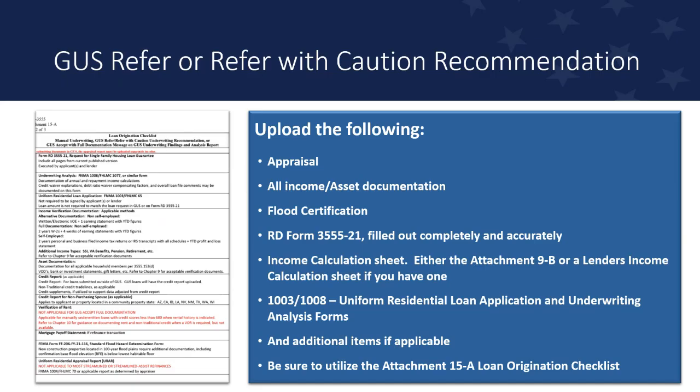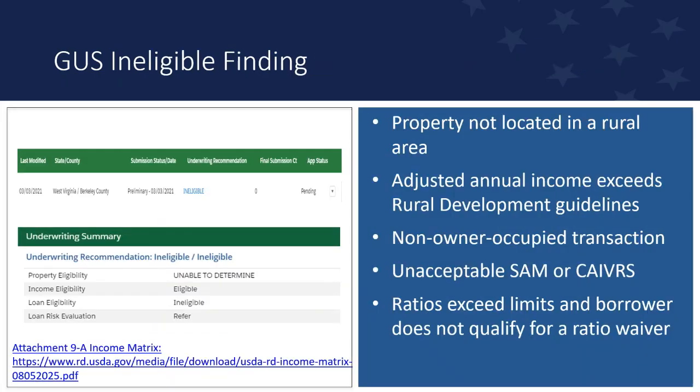For a refer or refer with caution, you will utilize page 2 of attachment 15A and upload the following into GUS: RD Form 355521, the request for single-family housing loan guarantee filled out completely and accurately, your income calculation sheet, either the attachment 9B or your lender's income calculation sheet if you have one, your 1003 and 1008, all income and asset documents, a credit report if there is a non-purchasing spouse and the property is located in a community property state, a verification of rent if applicable, your flood certification, the appraisal report, but remember, check all the pages to ensure they're legible and the photos are in color, not black and white, and then any additional items if applicable, including any sort of letter of explanation if you feel one's necessary.